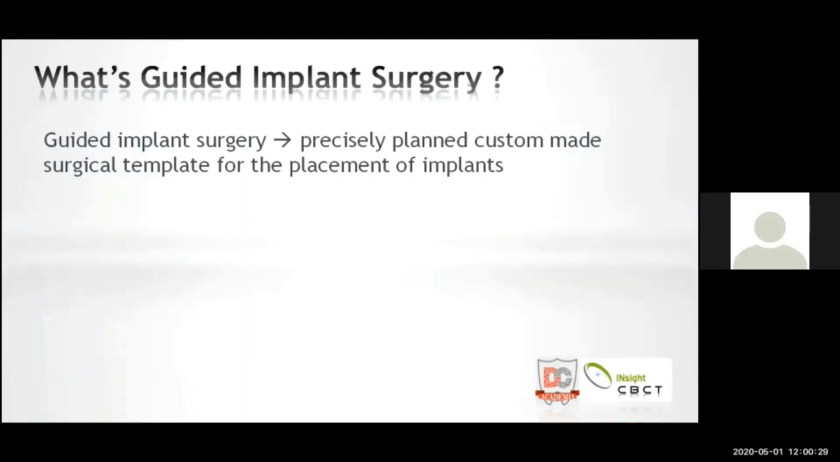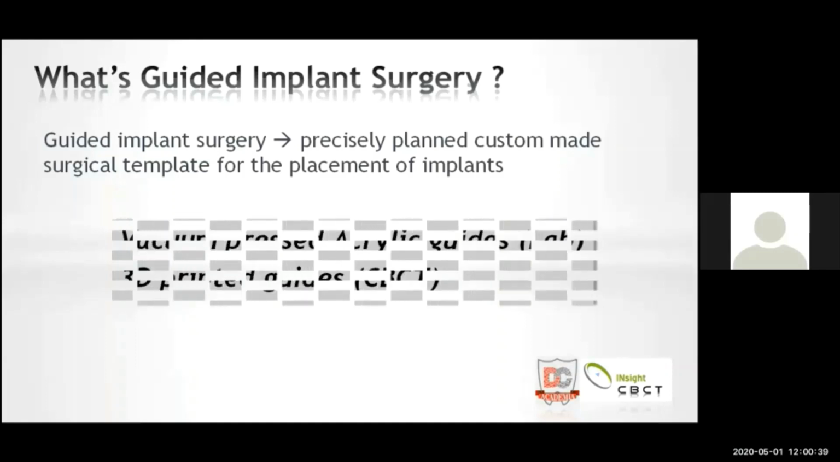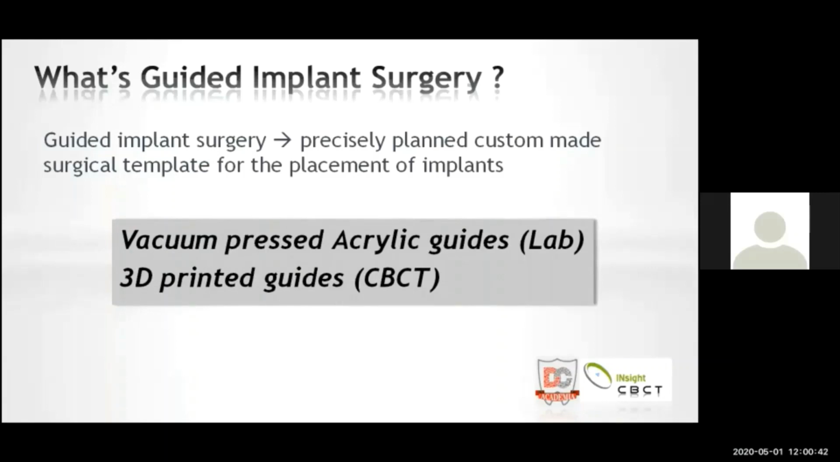So what exactly is guided implant surgery? It simply means a precisely planned, custom-made surgical template used for the placement of implants. Earlier, we used to have vacuum pressed acrylic guides, which were fabricated exclusively in the laboratory. Now we have stepped onto 3D printed guides, which are derived from CBCT scans and from other technology advances that we have recently got.